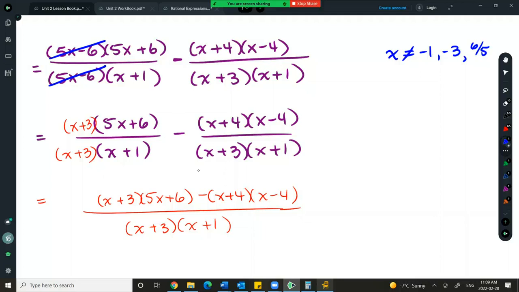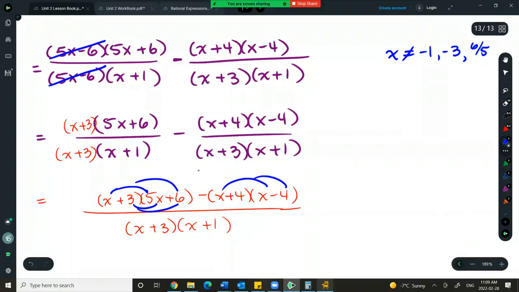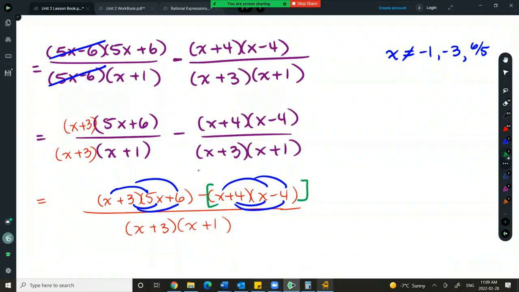Okay. What do I do instead? FOIL. Okay, good. So firsts, outsides, insides, lasts for each one. When it's subtraction, you keep brackets around this guy, okay? Because that subtraction has to go into everything in that expansion over there.